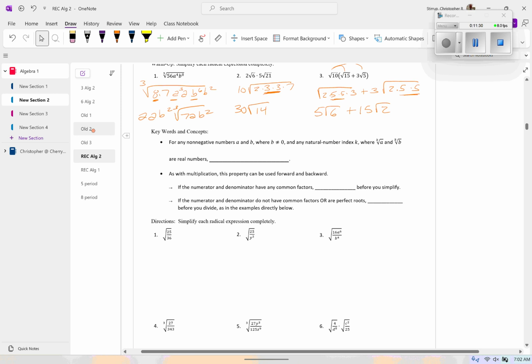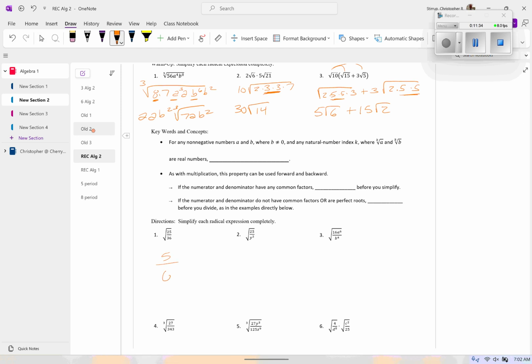Okay, so let's take a look. Square root of 25 is 5. Square root of 36 is 6. This is the same thing as square root of 25 over square root of 36. I think that's what we're trying to do. This particular problem, again, this is square root of 25 over square root of y squared. They're both perfect squares, so I get 5 over y. This one, same idea. I'm going to get 4a to the third, b to the second.